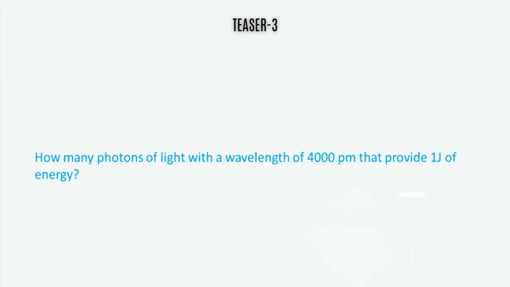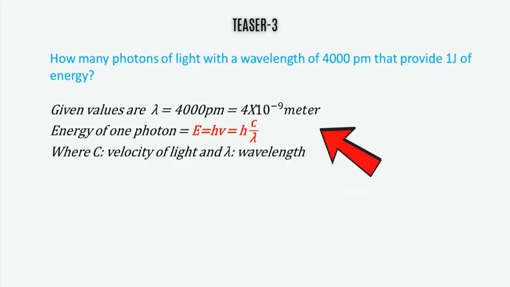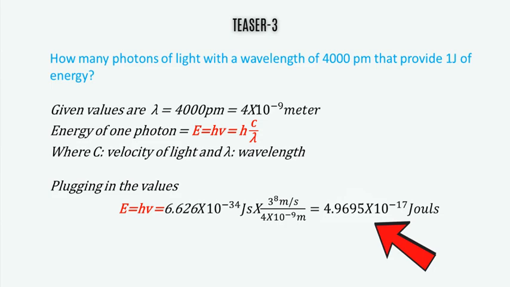Teaser 3. How many photons of light with a wavelength of 4000 picometer provide 1 joule of energy? Given values are λ = 4000 picometer, which is equal to 4 × 10^-9 meter. Energy of one photon, E = hν = hc/λ, where c is the velocity of light, λ is the wavelength. Plugging in the values, E = 6.6 × 10^-34 joule second multiplied by 3 × 10^8 divided by 4 × 10^-9, which is equal to 4.9695 × 10^-17 joules.